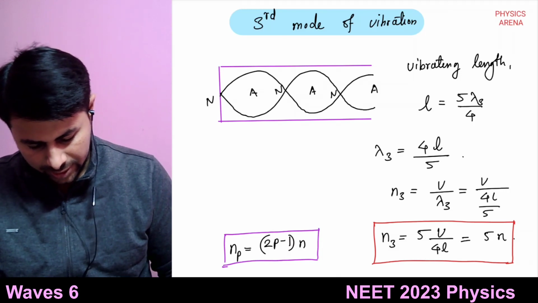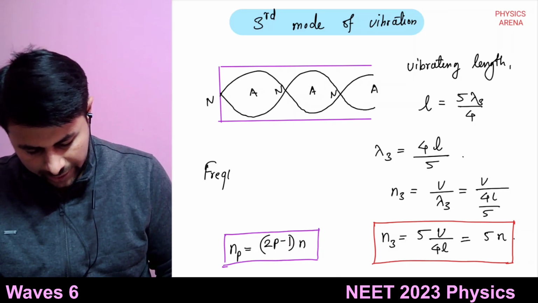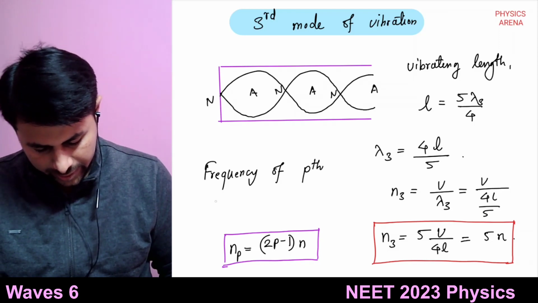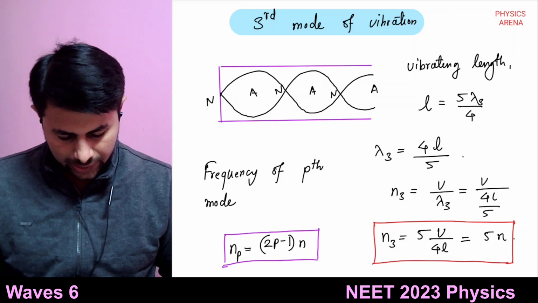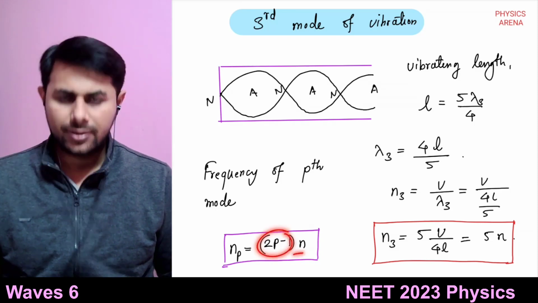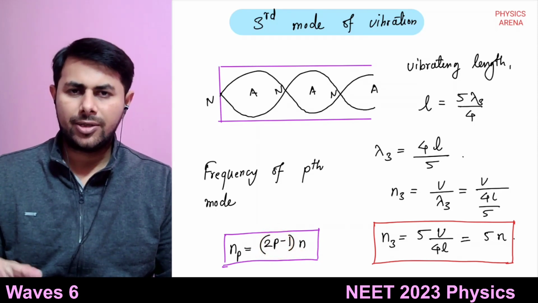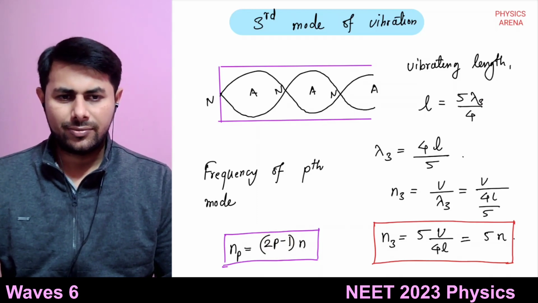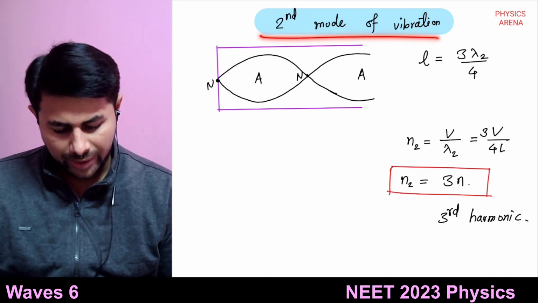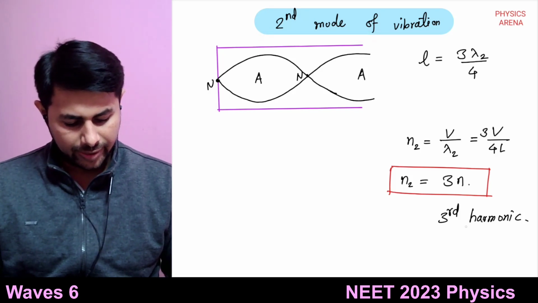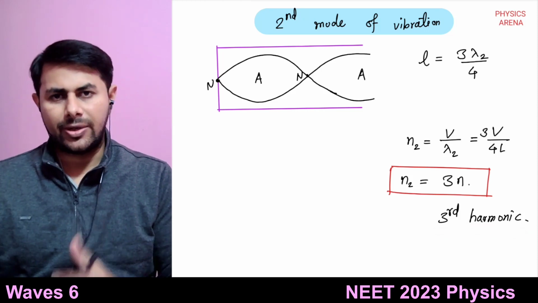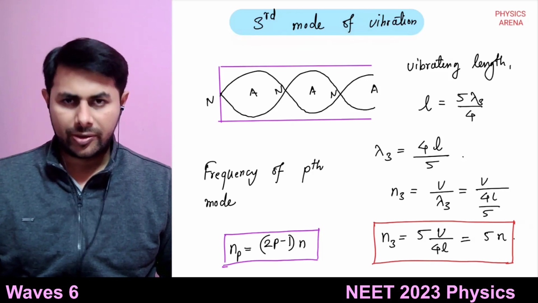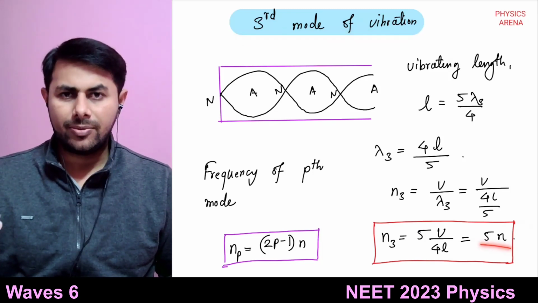Okay, and this is the frequency of the pth mode of vibration. It is (2p minus 1) multiplied by n, the fundamental frequency. So it is the (2p minus 1)th harmonic. So see, the second mode of vibration will have a frequency 3 times the fundamental frequency. Okay. The third mode of vibration will have a frequency 5 times the fundamental frequency.